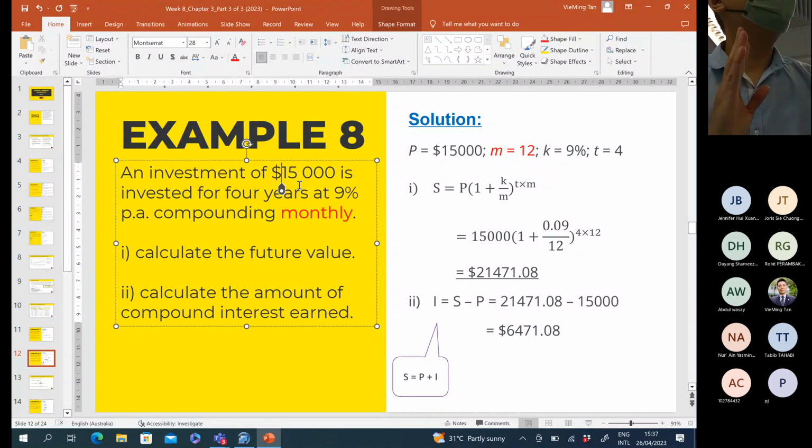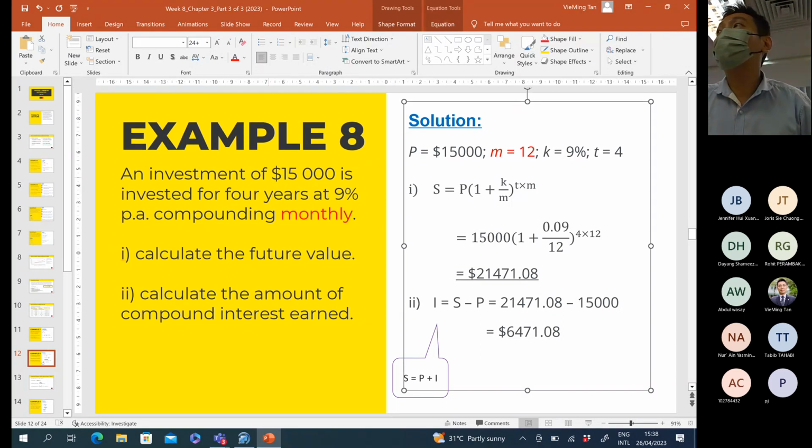So far so good, okay? In short, we cannot use the formula I equals PRT for compound interest. We have to get the S value first. After we have the S value, then you have to use the second formula to get the I. So for compound interest, there is no direct formula to get the I value. You need to get the S, and then use I equals S minus P to get the I value.